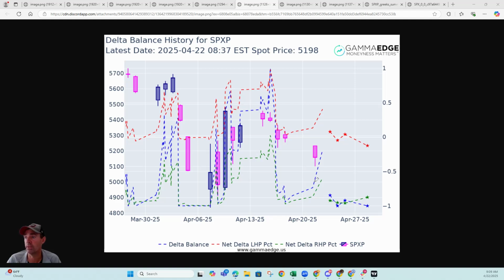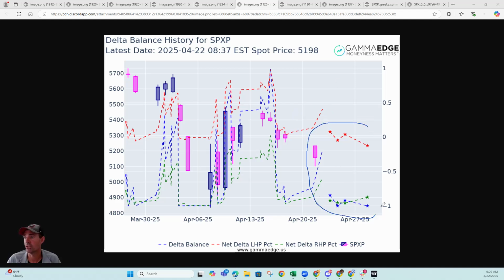So we did see a slight bounce in the delta balance here, indicating that the put speculation may be waning a little bit and the call speculation may be trying to increase. But you'll notice this right-hand plane really cannot even get above negative 0.5. That would be your call speculation, and the put speculation is maintaining below 0. So put speculators maintaining control.